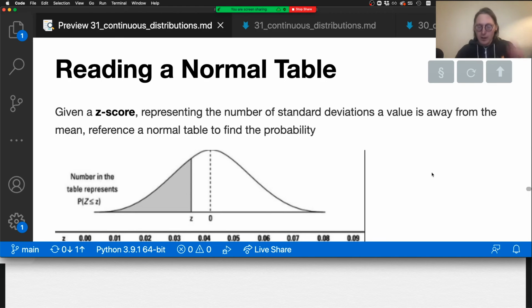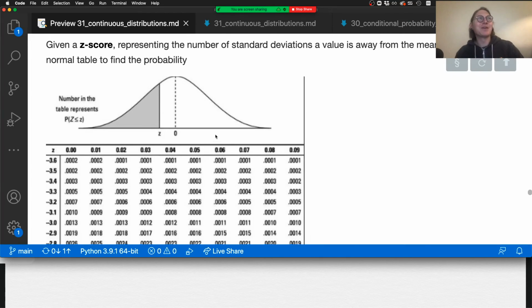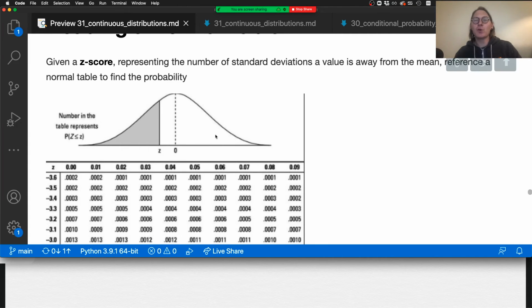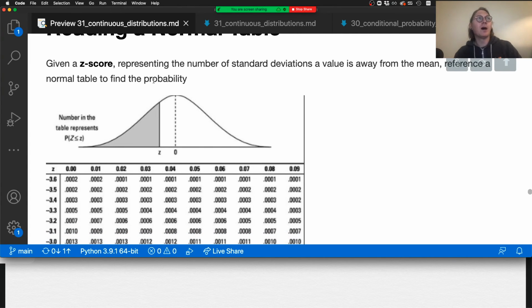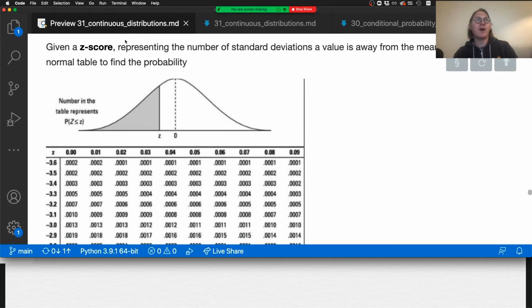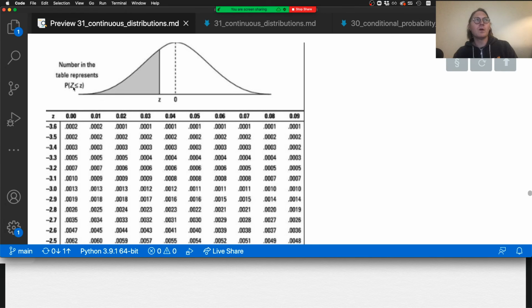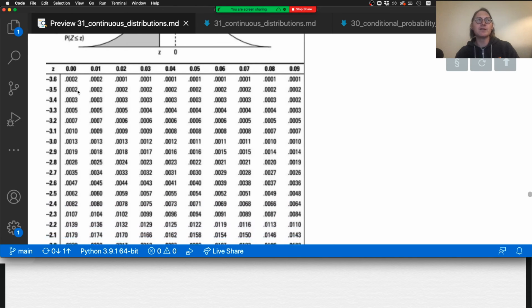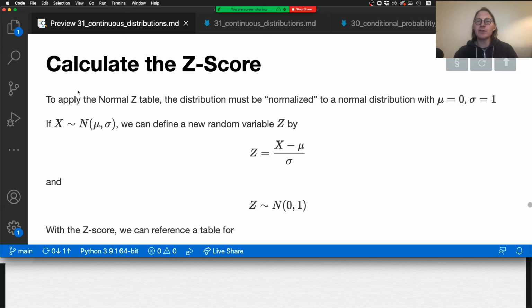So there's this table, okay? This thing called a z-score table or a z-normal table. And so given a z-score, and we'll talk about what that is in a second, the z-score represents the number of standard deviations a value is away from the mean, okay? You reference this normal table to find a given probability. So we're usually thinking about the probability that big X is less than or equal to some little x, right? But here we're thinking in terms of something that we're calling z. And we can calculate the z-score.